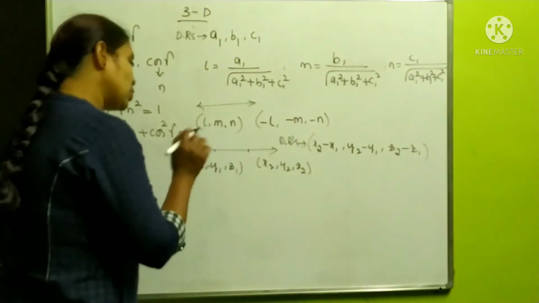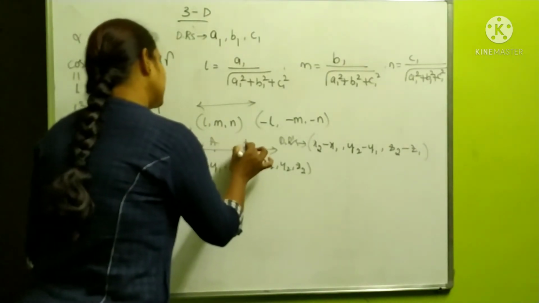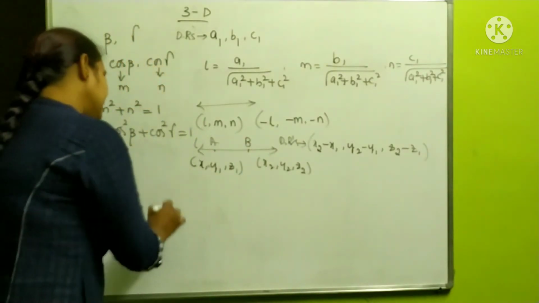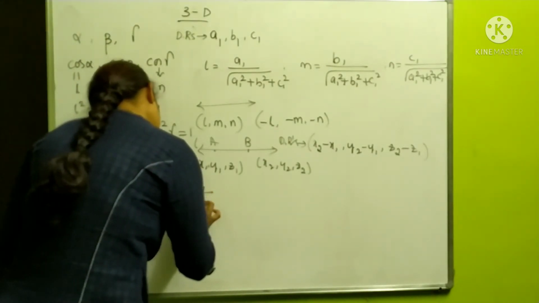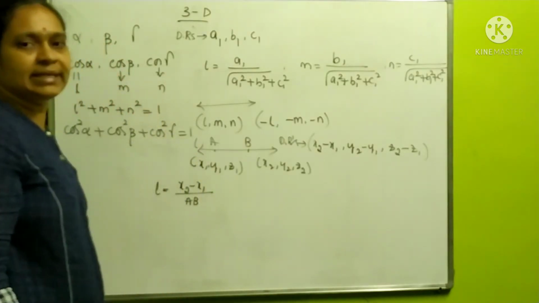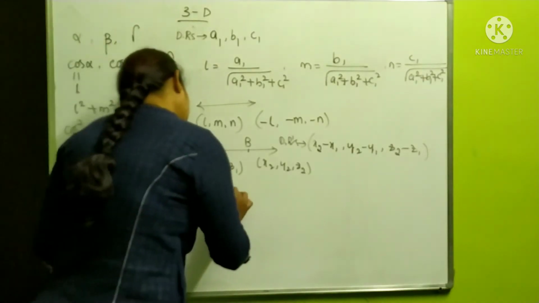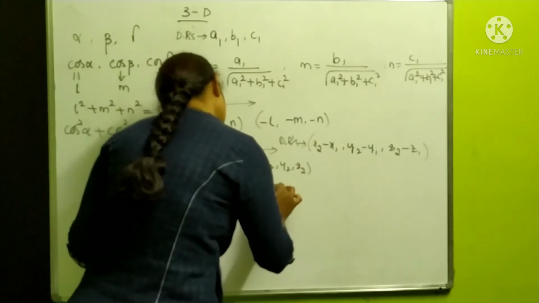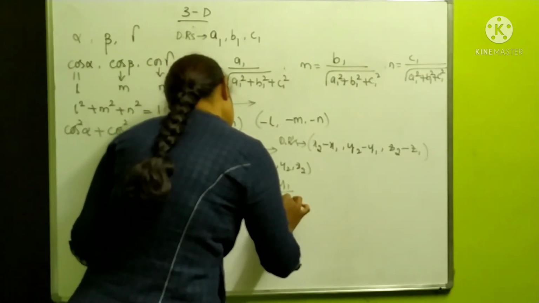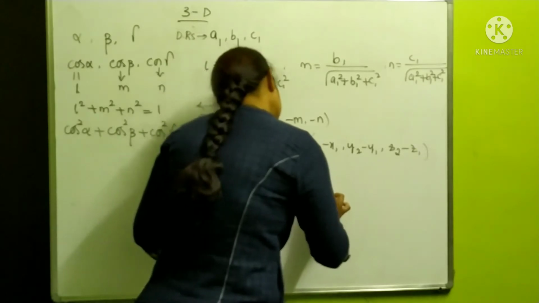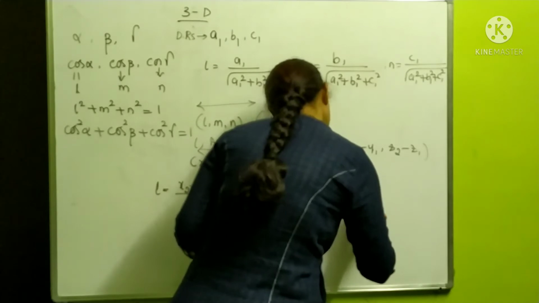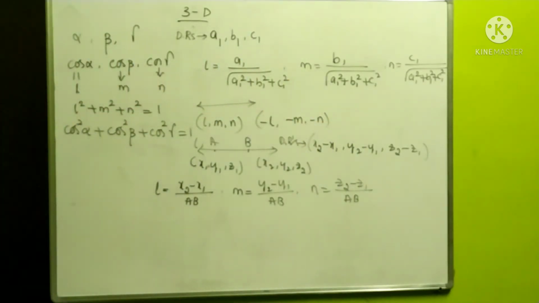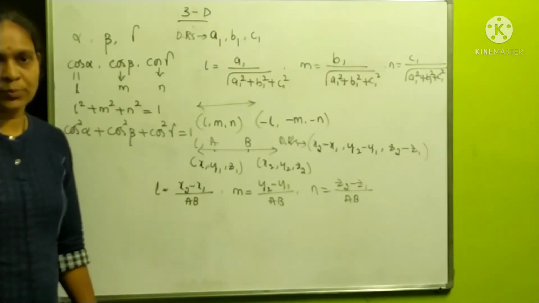Whereas its direction cosine is given by, let me name it as AB. Direction cosine is given by L is equal to x2 minus x1 by AB. You know AB is nothing but distance between A and B. And M is equal to y2 minus y1 by AB. N is equal to z2 minus z1 by AB. This is how you have to find out direction ratio and direction cosine if a line passes through 2 points.